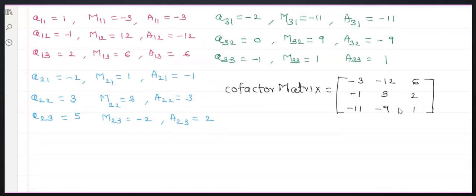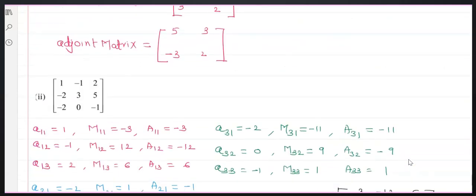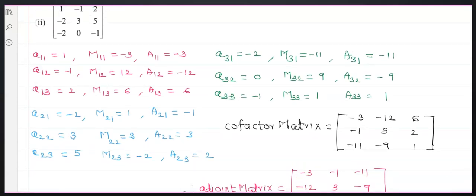To make the adjoint, we convert rows to columns and columns to rows. Now the first row will become the first column. Therefore, adjoint of N: the first row, that is minus 3, minus 12, 6, will become the first column. Second row, minus 1, 3, 2, will become the second column. Minus 11, minus 9, 1 will become the third column. Therefore, this is the adjoint matrix.